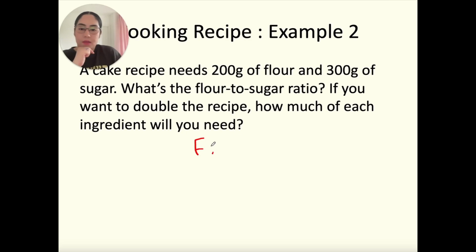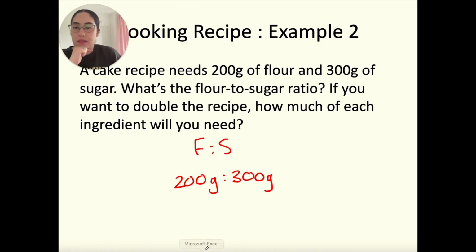So if the ratio of flour to sugar is 200 grams to 300 grams, what's the flour to sugar ratio? This is the flour to sugar ratio. If we want to give the most simplified answer, we're going to divide both sides by the highest common factor, or by any factor, and just keep going until we get to the most simplified answer. Here, we have 2 zeros in front of both, so we can divide both by 100. And the most simplified answer would be 2 to 3.